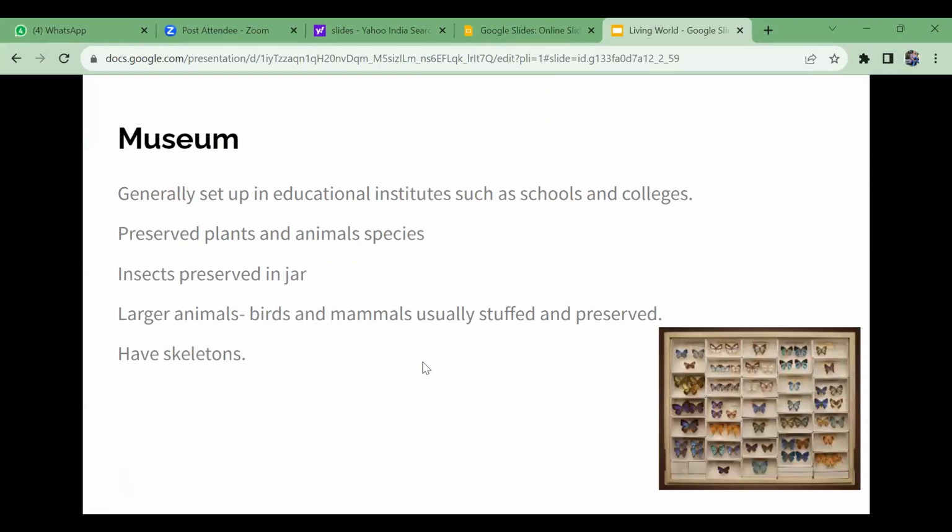Museum, insects are preserved in boxes, not jars. Okay. Large plants and animals are stuffed and sometimes the skeleton is preserved.